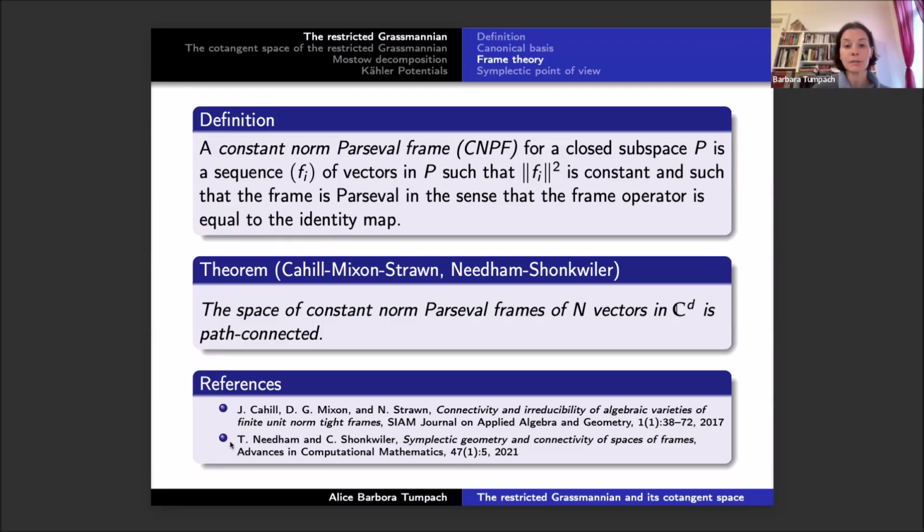So my collaborators, Tom and Clayton, gave a symplectic formulation of this theorem in this finite dimensional setting, using symplectic reduction, which we wanted to generalize in the infinite dimensional setting.